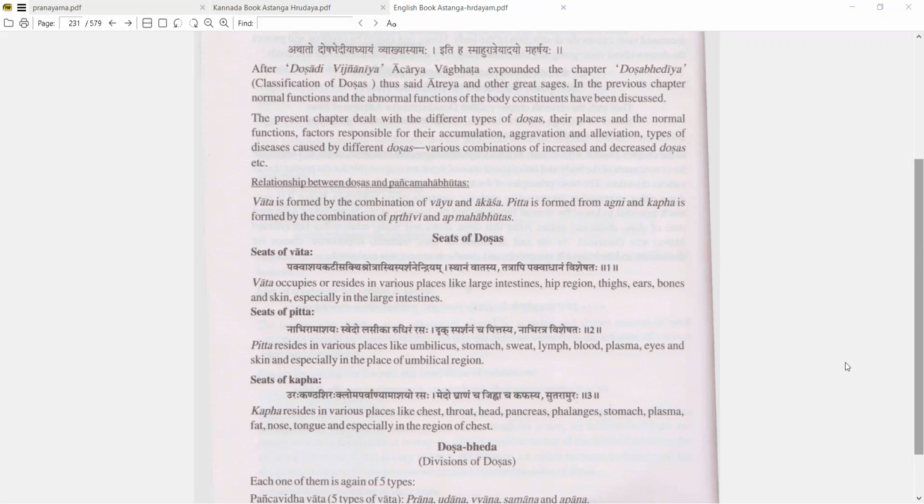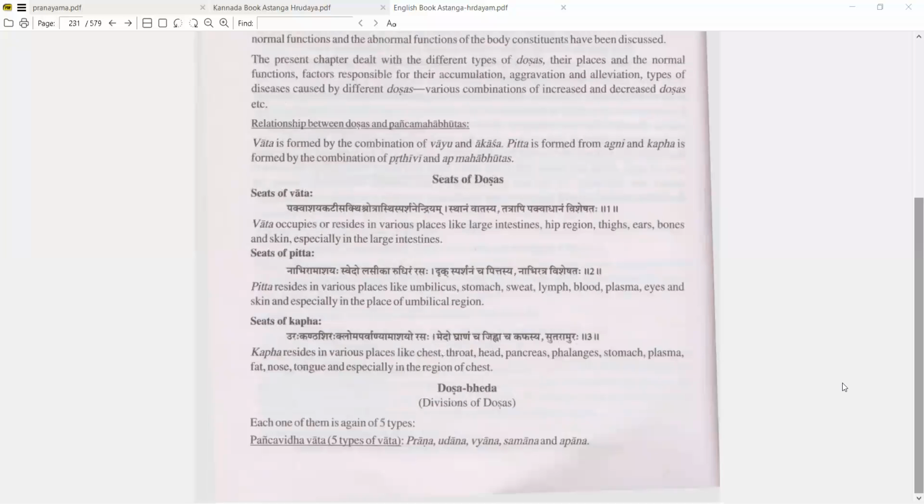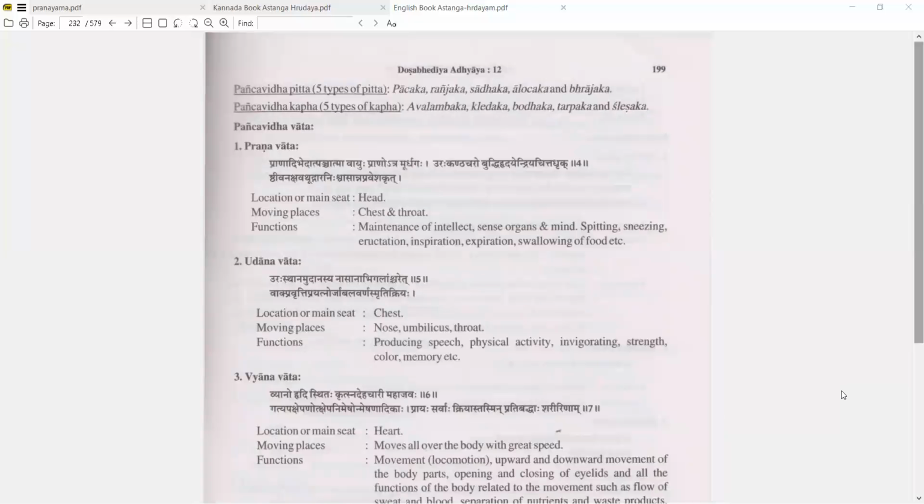Seats of Kapha. Kapha resides in various places like chest, throat, head, pancreas, phalanges, stomach, plasma, fat, nose, tongue, and especially in the region of chest. Division of doshas, Doshabheda. Each one of them is again of 5 types. Panchavida Vata, 5 types of Vata: Prana, Udana, Vyana, Samana, and Apana.